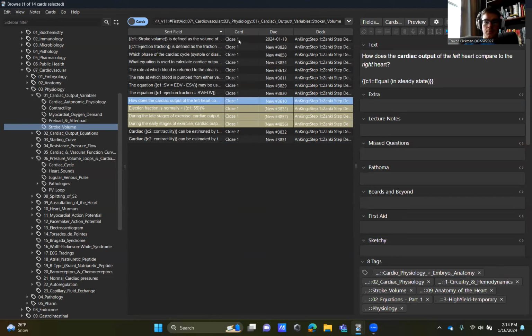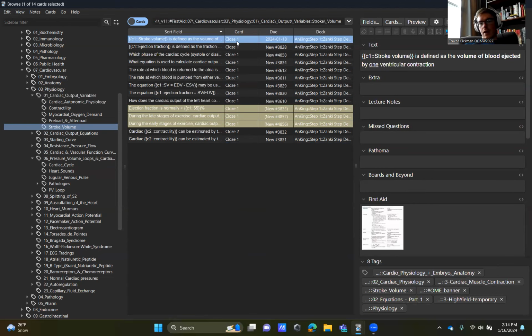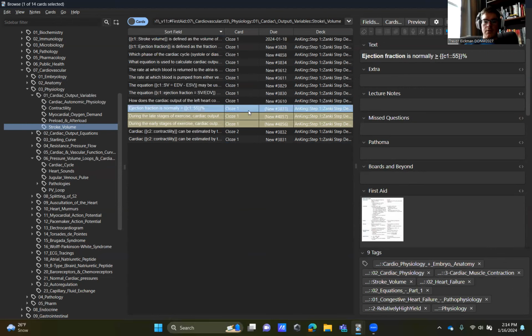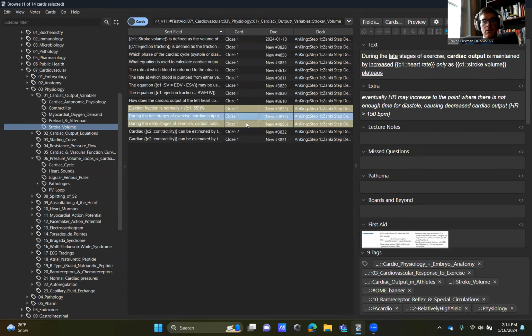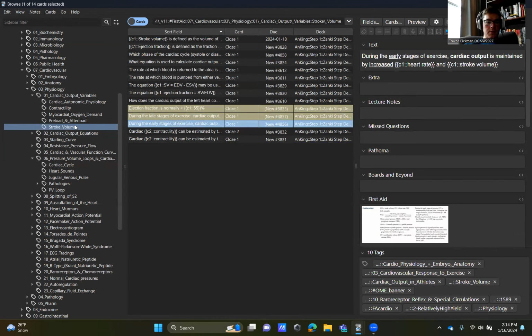And then stroke volume, the new cards here. So I activated this card previously. You can activate all of them except for these three, referring to like percentages. And then these two on exercise, I don't feel like were high yield or especially even mentioned in the lecture, so I left those out. But those are the three there, and that is it for part one.